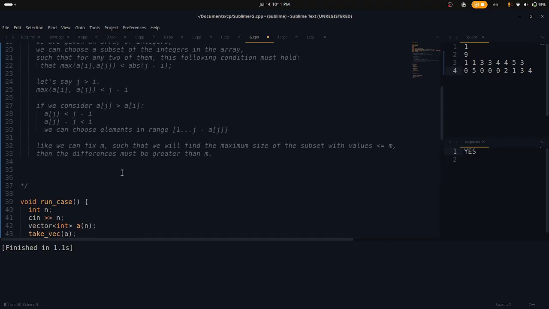Now, how to find this? I feel like the way I am thinking is correct. If we fix the maximum value, and the maximum value is greater, then our search space is very restricted.